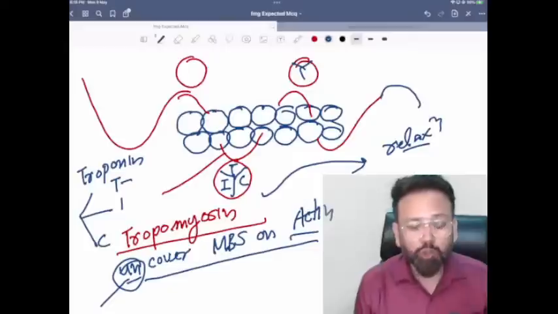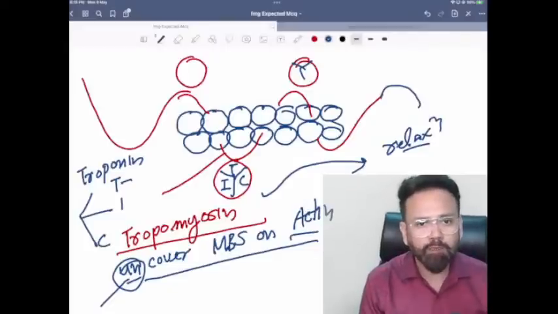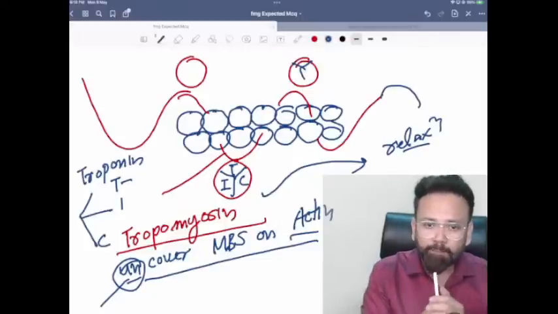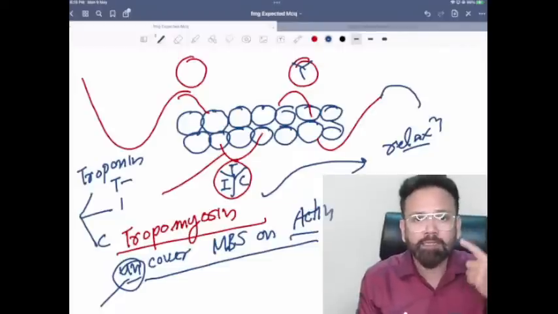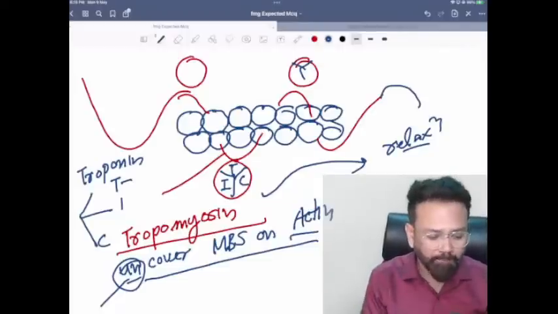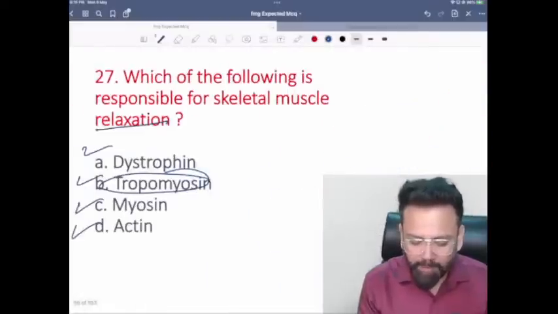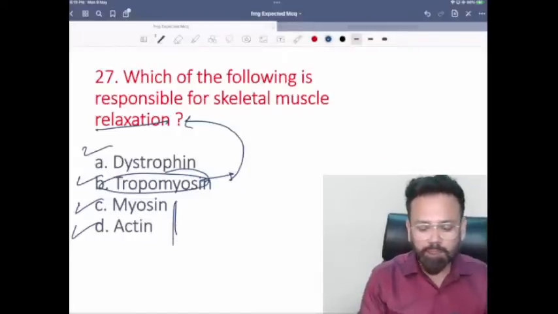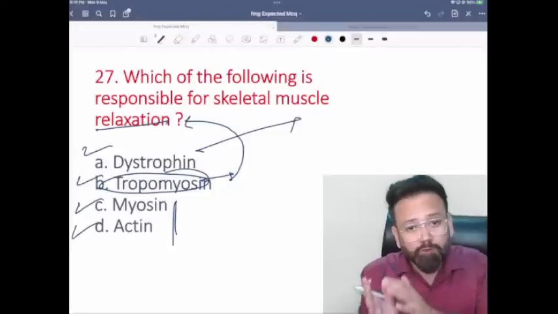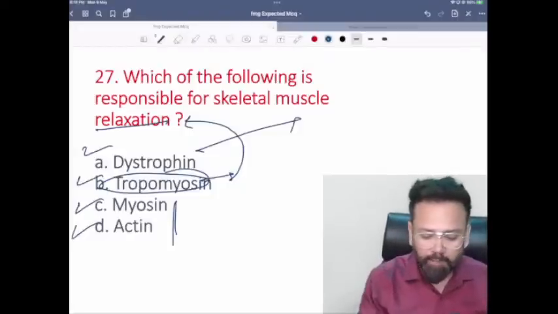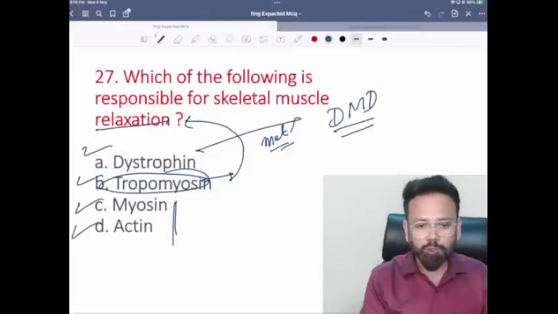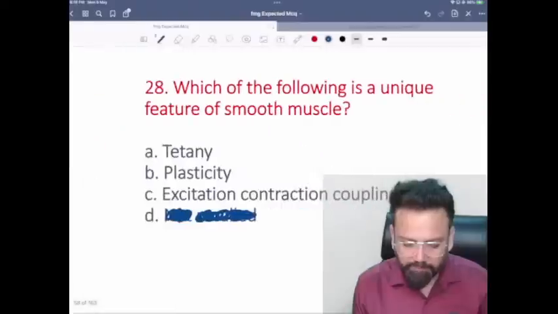Are you getting my point? Tropomyosin inhibits contraction, but when calcium comes, troponin C binds calcium, and this uncovers the myosin binding site on the actin and contraction happens. So remember, tropomyosin is responsible for relaxation. Dystrophin transfers contraction to the bone, and mutation of dystrophin causes Duchenne muscular dystrophy.